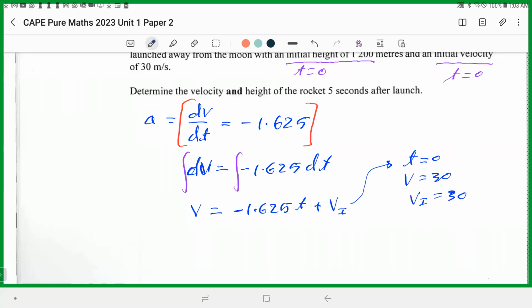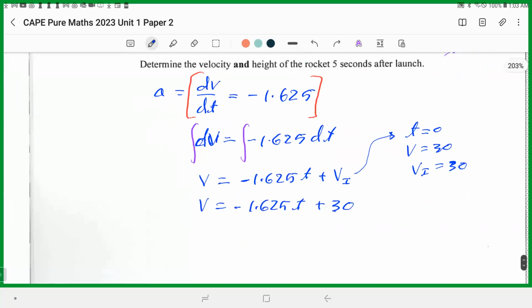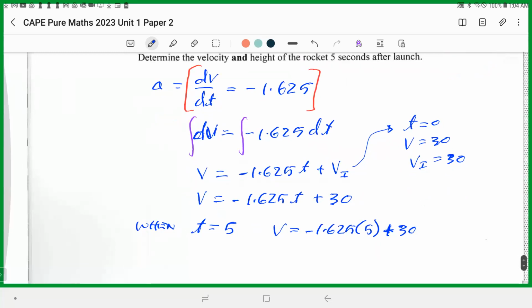That is the constant. So the velocity formula is negative 1.625 t plus 30. What they want is the velocity after 5 seconds. So when t equals 5, the velocity becomes negative 1.625 times the time of 5 plus 30. And this will give us the velocity when t equals 5.